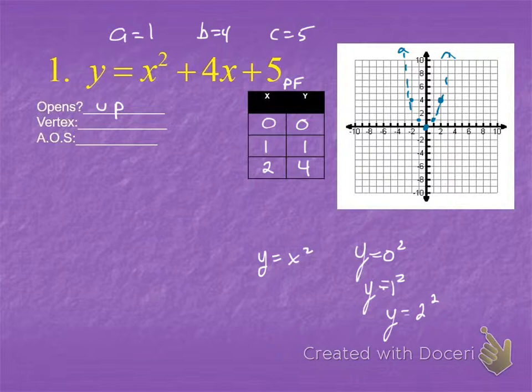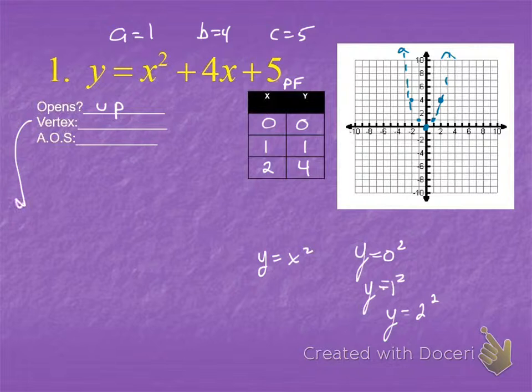So that's our parent function. Now what we're going to do is we're going to take all 5 of those points and we're going to move them to create the new graph. How are we going to move them? Well, that's where the vertex comes into play, right?